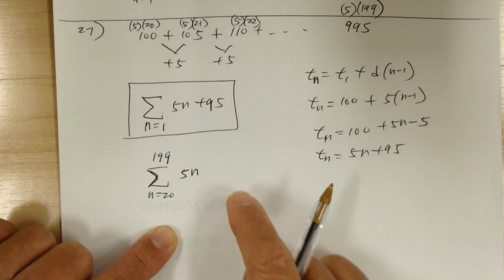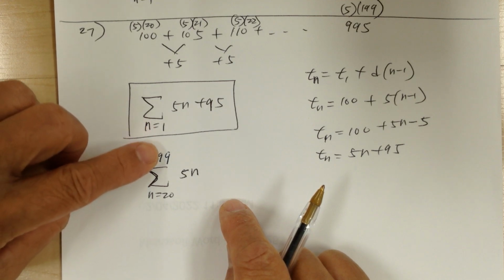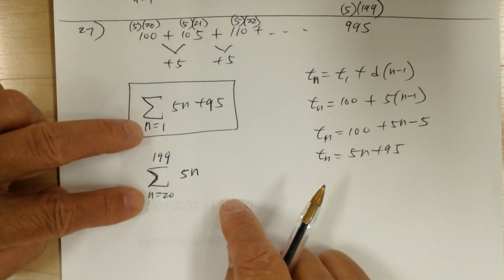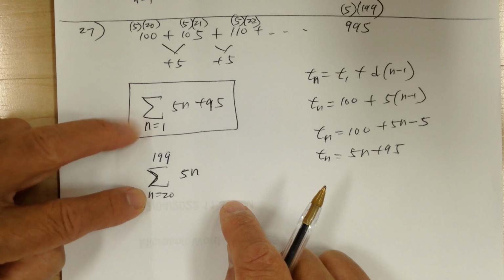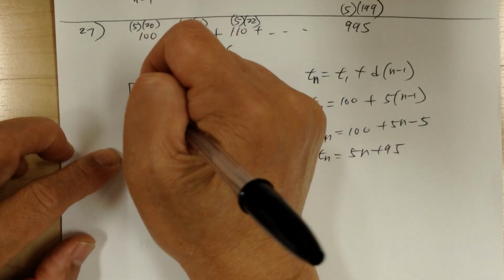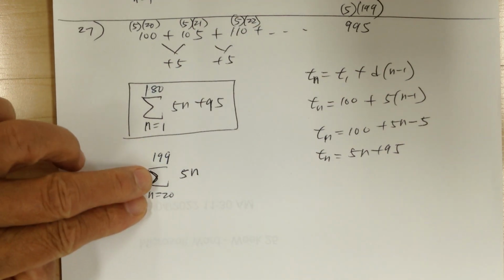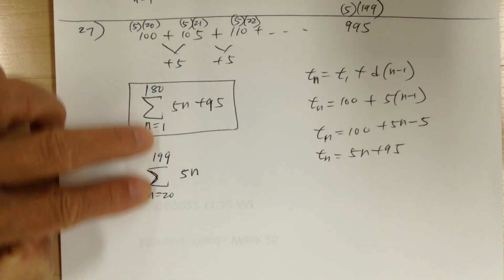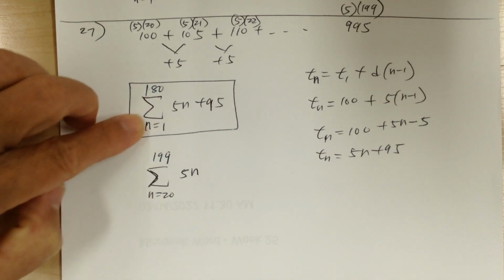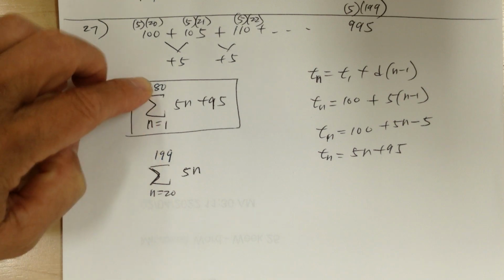Now if you want to switch from here to here, notice that this is a difference of 19. So if you subtract 19, you get 180. That's how you do the shifting from here to here, just shifting by the same amount. So from here to here, you subtract 19, and you get 180.